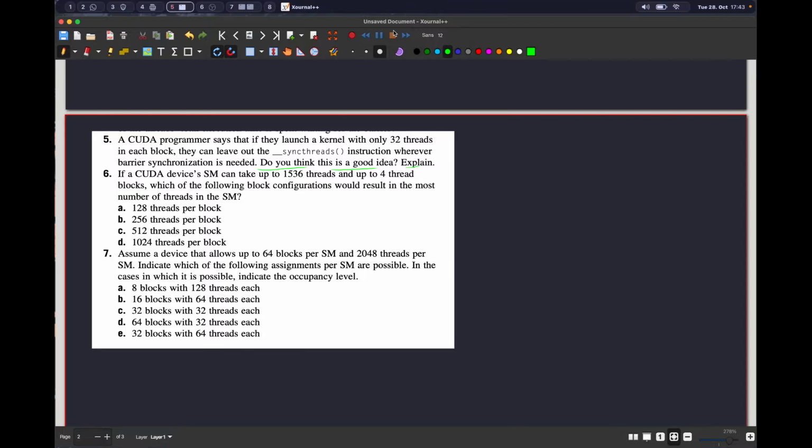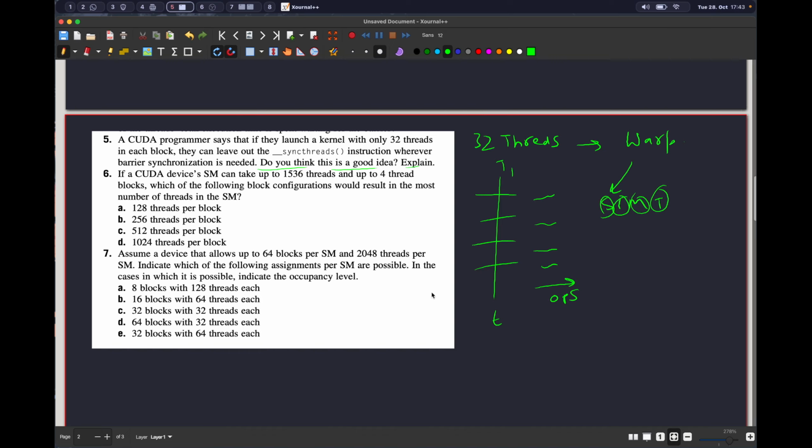If you remember, 32 threads are in a warp, and the hardware is designed such that all of the threads in a warp follow SIMT, single instruction, multiple threads. So at a given time, let's say T1, and in this direction they are following the operations. At a given time, all of the threads in a warp are executing the same operation, same instruction. So ideally, you can skip sync threads completely.